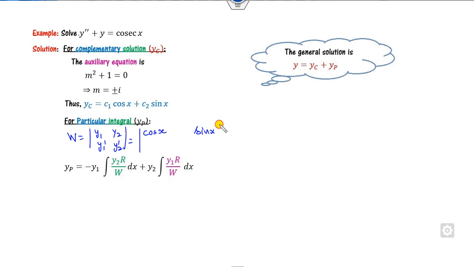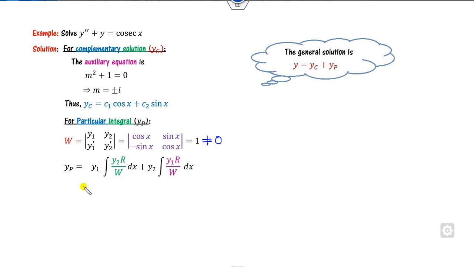This is sin x divided, and the second row is my sin and cos. So clearly, if you take the determinant, it should be 1. Make sure that the Wronskian is always non-zero. If it is 0, then you have to check your calculation. Now you can substitute this value.